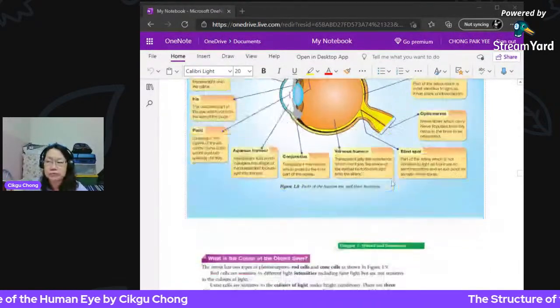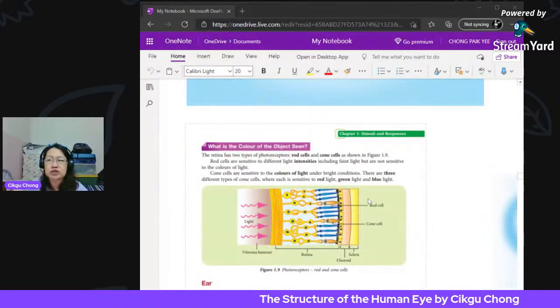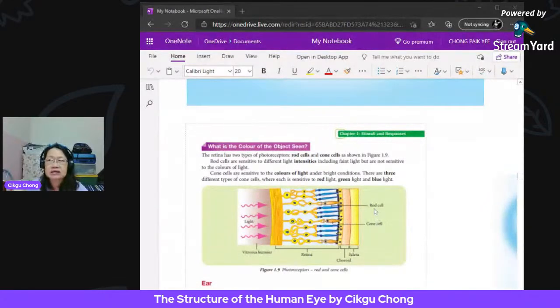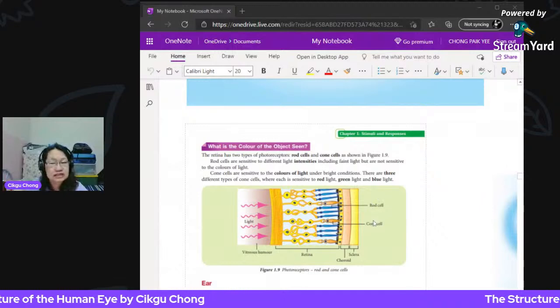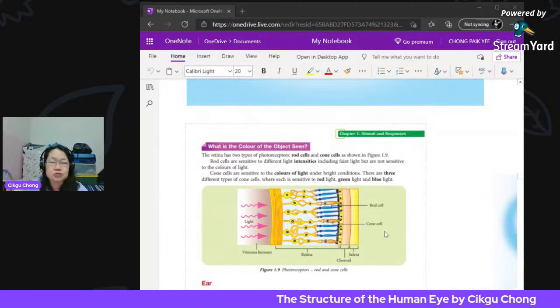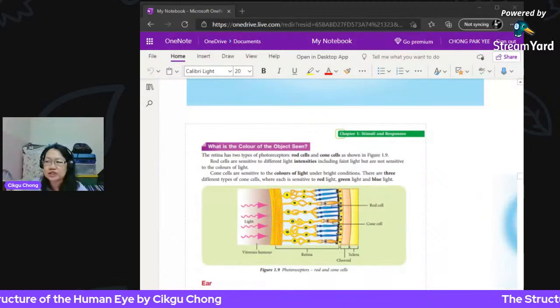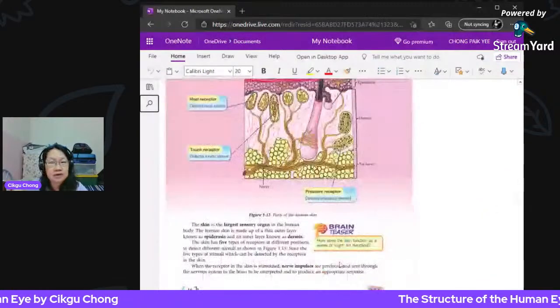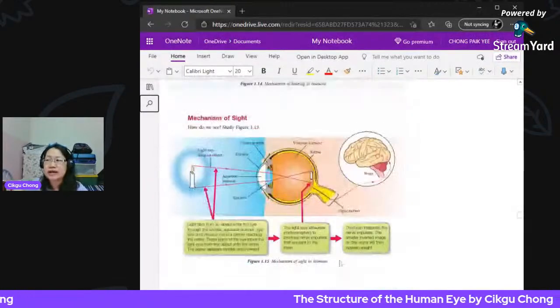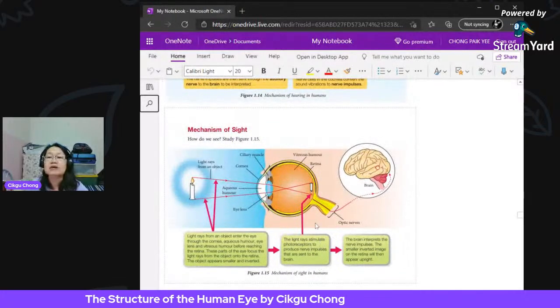Then after that, I also talked about color. How we see color is because you have these cone cells. Also you have these rod cells. Rod cells are sensitive to the different intensities of light. Cone cells are sensitive to the three colors, which are red, green, and blue. And we also talked about the mechanism of sight, which is found on the next few pages. Later on I'm going to talk about the ear, then the nose and all that. Now this is from this page here. All right, so this is the end of the lesson.